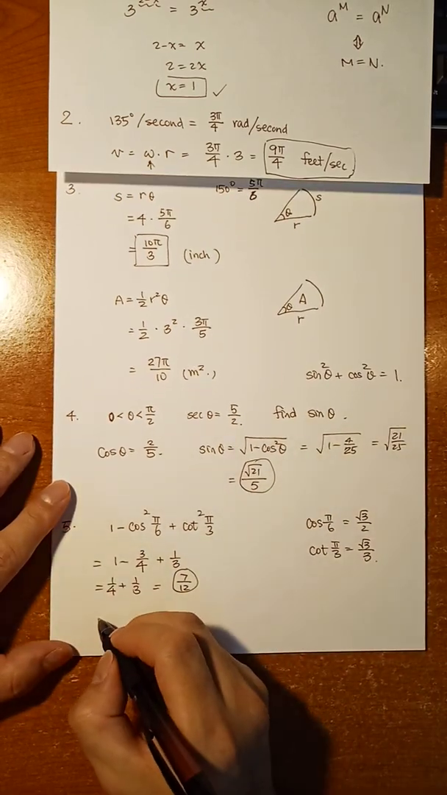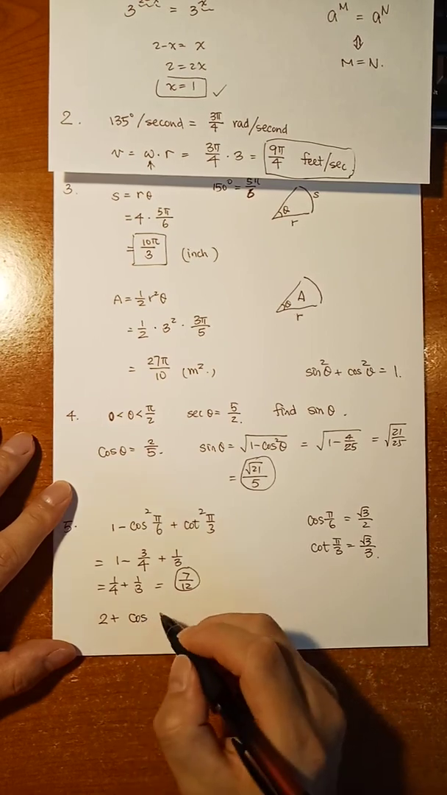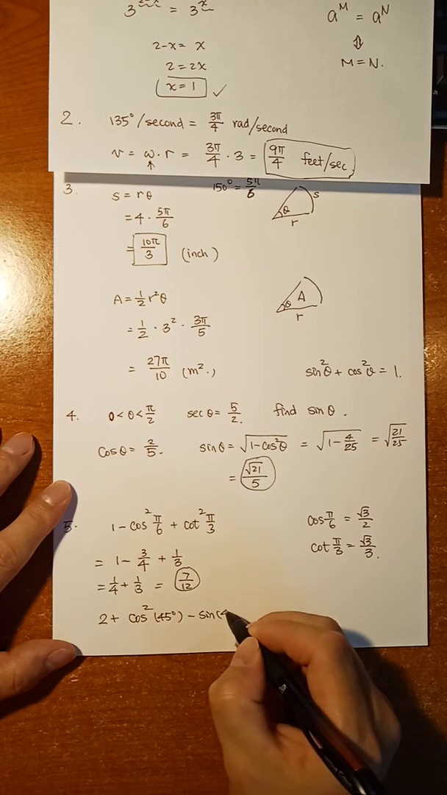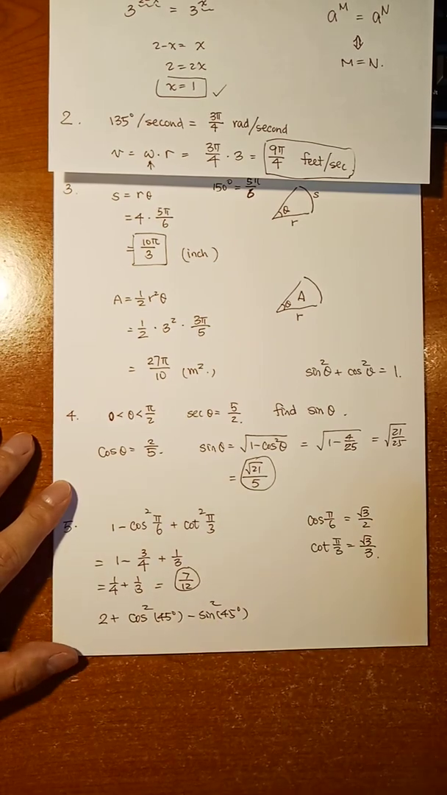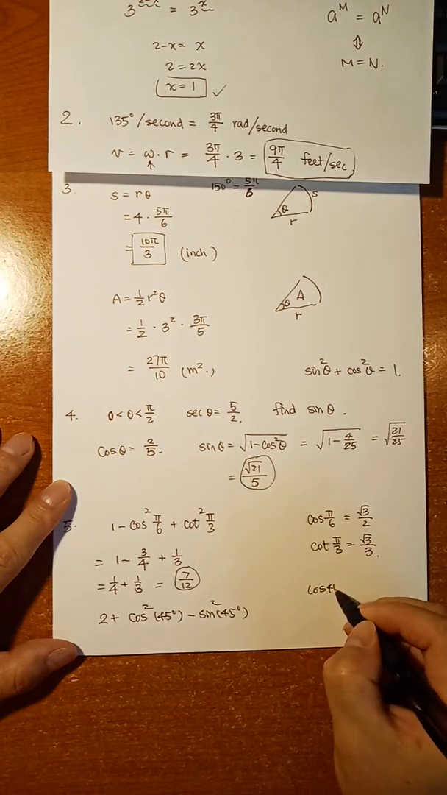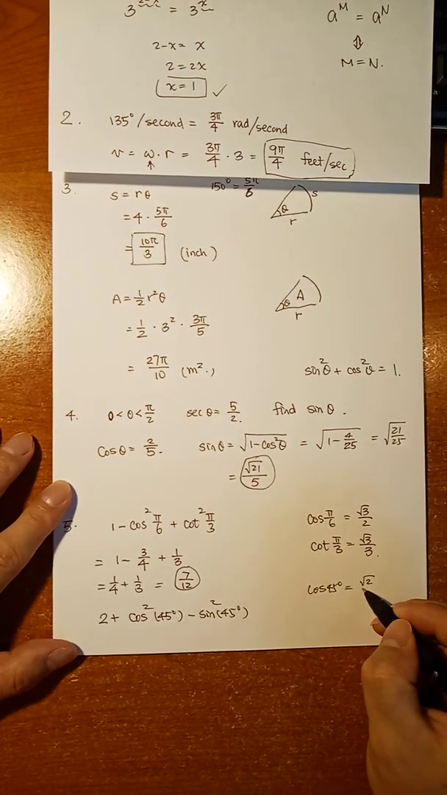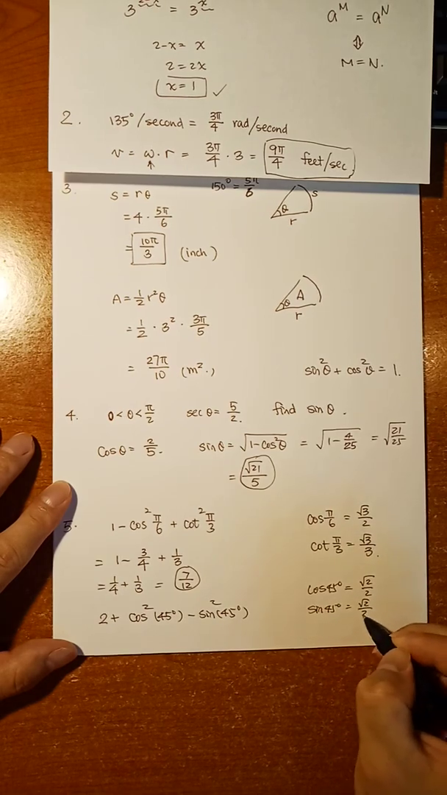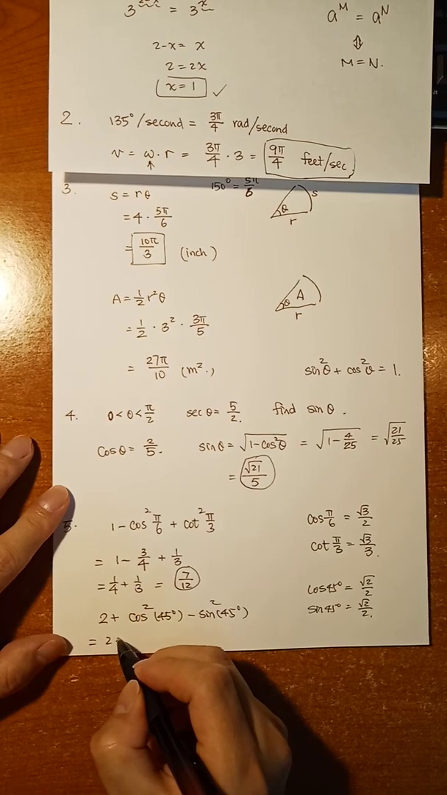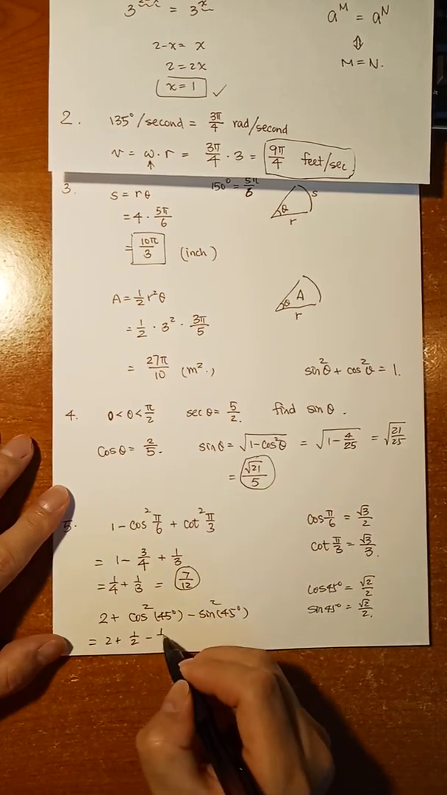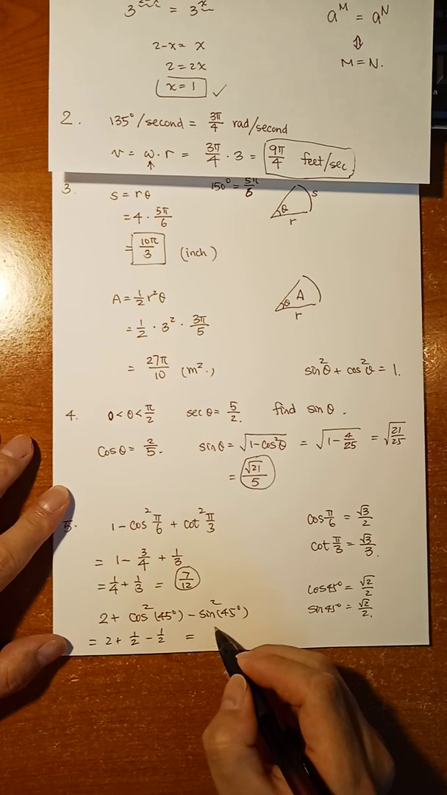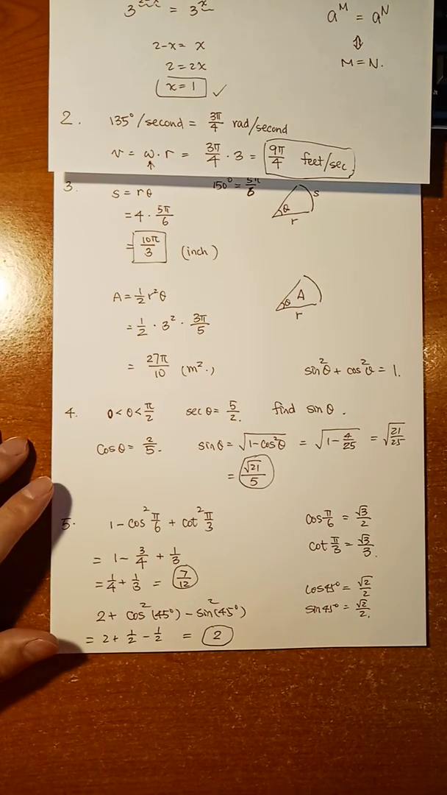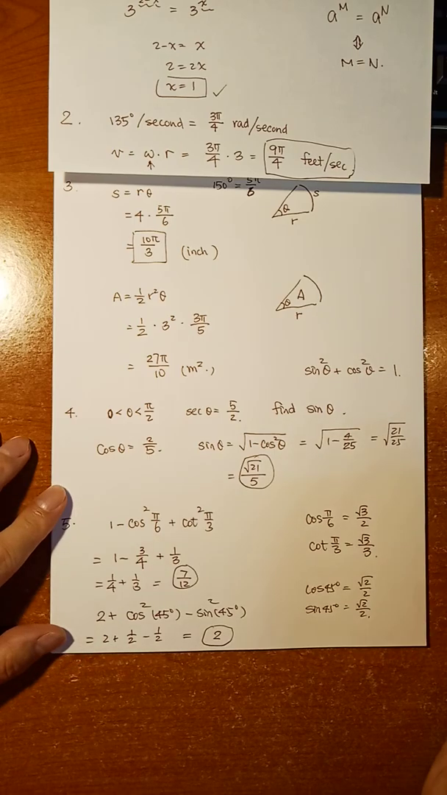And second, 2 plus cosine 45 degrees squared minus sine 45 degrees squared. Cosine 45 degrees is equal to square root of 2 over 2. Sine 45 degrees is square root of 2 over 2. So this is 2 plus 1/2 minus 1/2. Plus 1/2 minus 1/2 is just 2. Right? So that's problem 5.